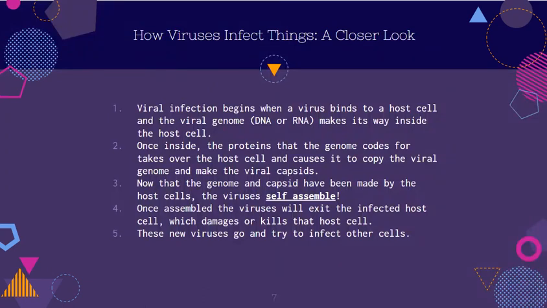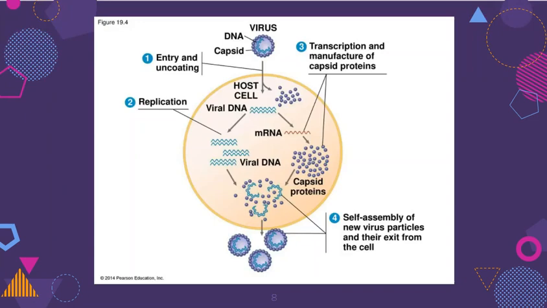So how do they actually infect things? What happens is a virus is going to bind to that host cell, and it's going to take its nucleic acid, either the DNA or the RNA, and insert it into the host cell. And then that host cell is going to copy that DNA or RNA, and it's also going to make the capsids, those shells. And then all of a sudden, they self assemble inside of the host cell. And then the viruses will bust out of the infected host cell, which either damages it or kills the host cell. And then those viruses go and try to find new cells. Pretty gnarly.